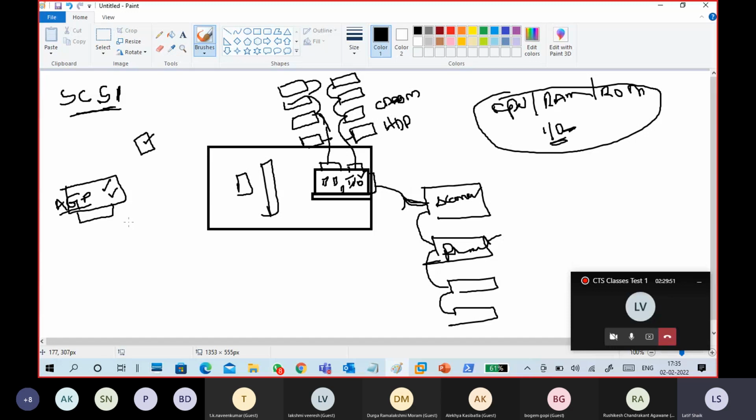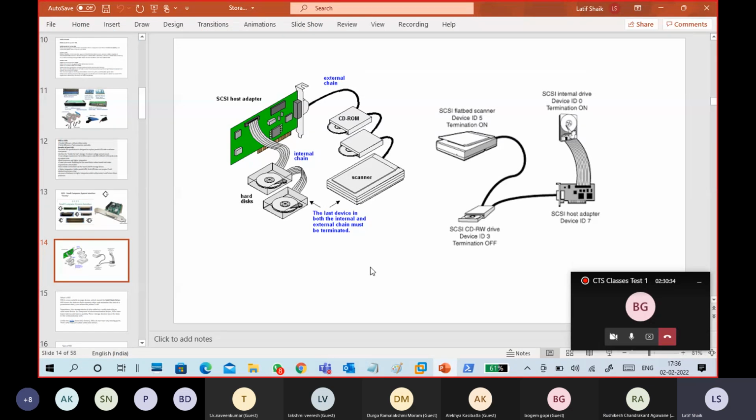To insert a graphic card, the way you insert an audio card or a USB card or an extra NIC card, the same goes for a SCSI card also. It is a small computer system interface. But using a SCSI card, you can connect multiple different types of devices.